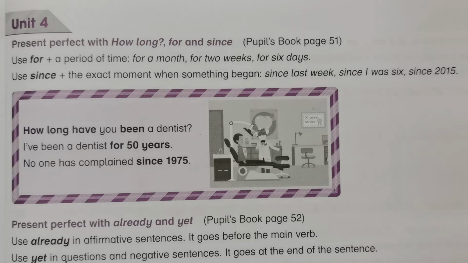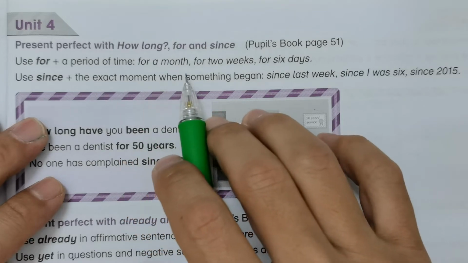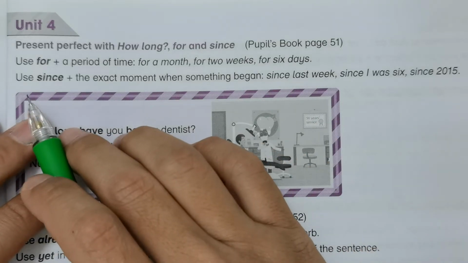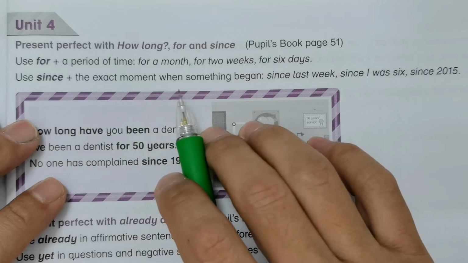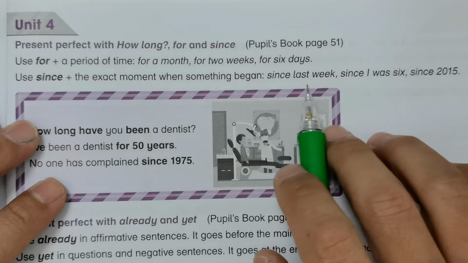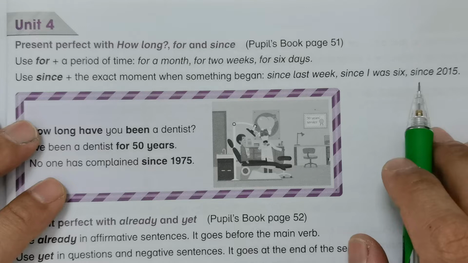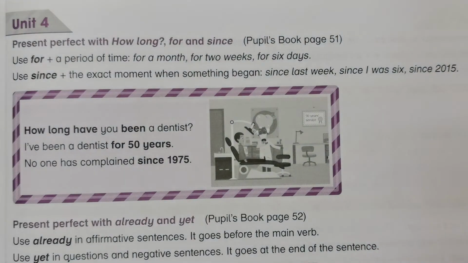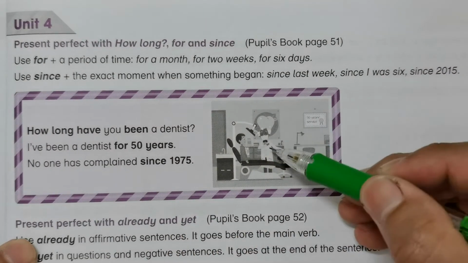And we use for plus a period of time. So for example, for a month, for 2 weeks, for 6 days, etc. And then we use since plus the exact moment when something began. So since last week, so this is the exact moment. And then since I was 6 or since 2015, etc.